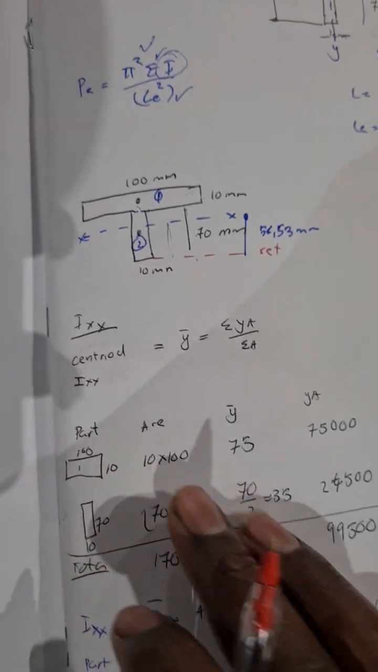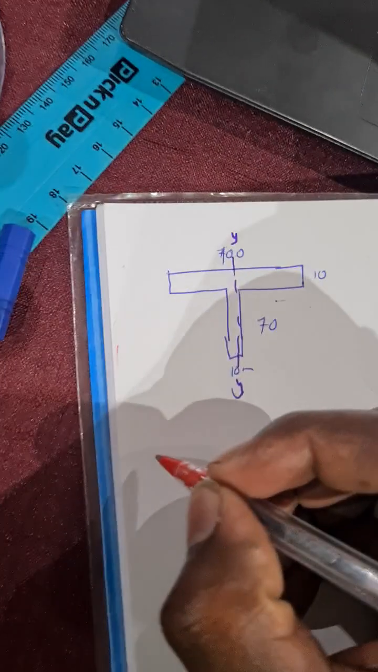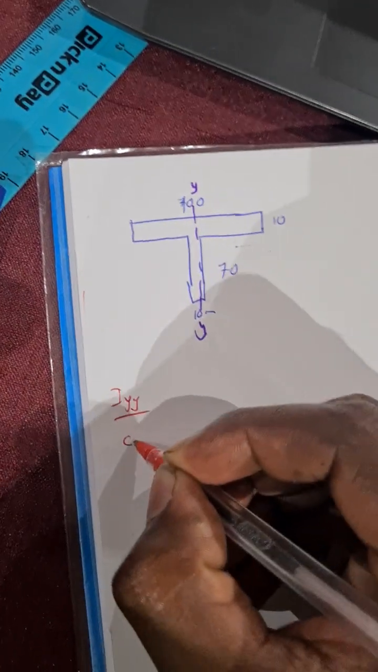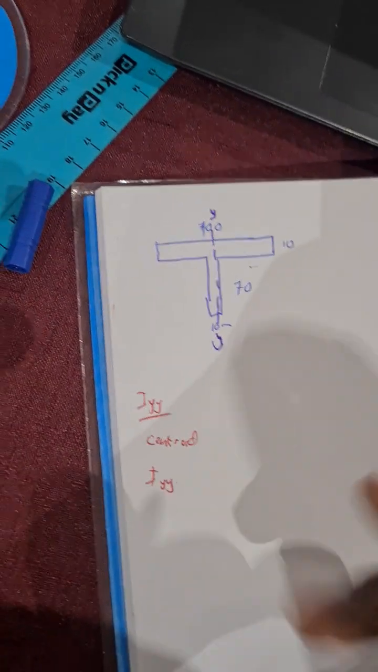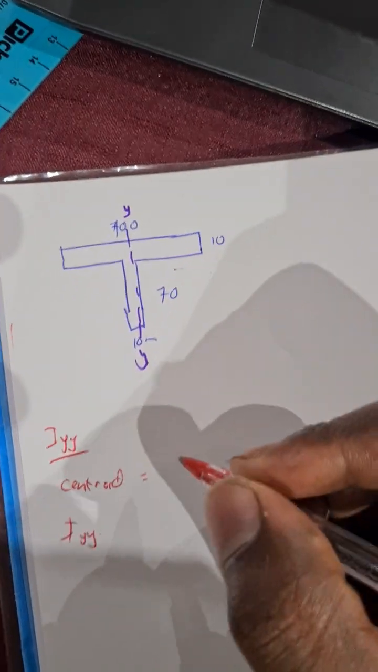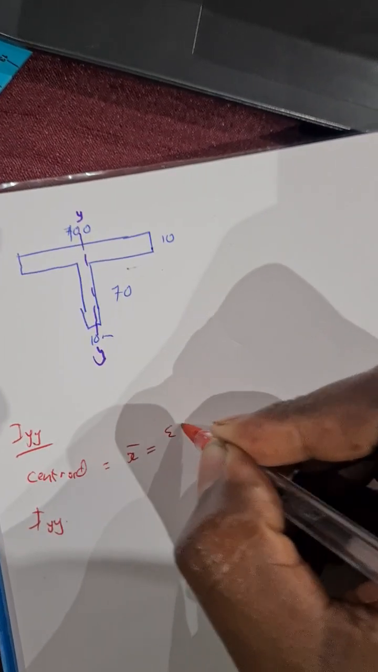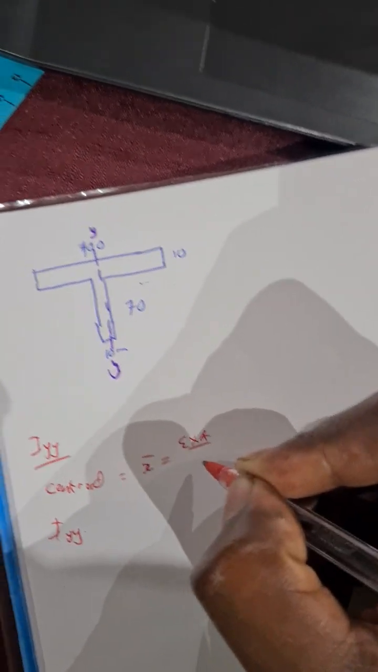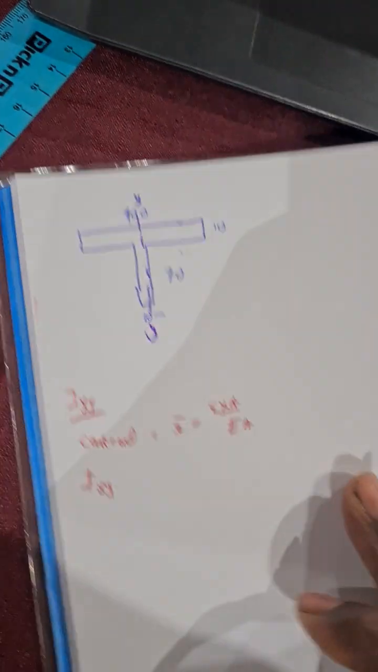For Iyy again, same procedure. We want Iyy, so we need a centroid. Then we can calculate Iyy. So how to calculate a centroid? x bar is equal to sum of xA over sum of A.